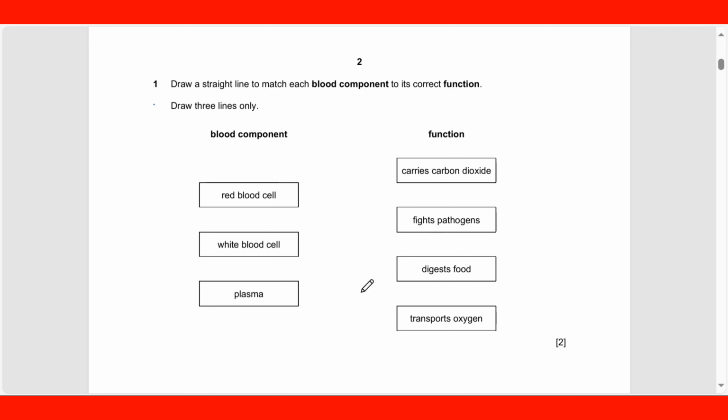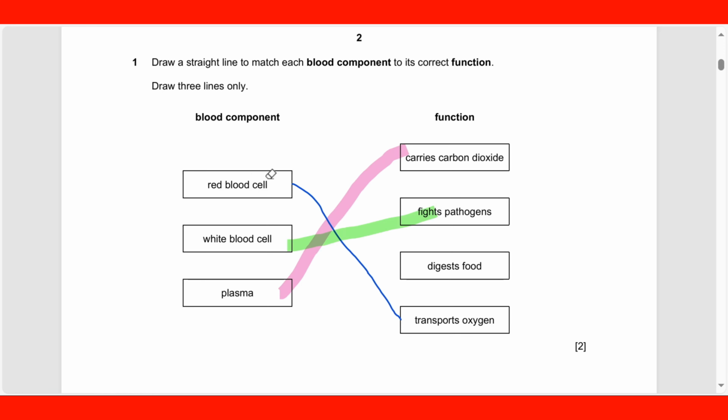Okay, if you need some more time, you may pause this video. Let's check out the answer, guys. Well, here we go. Red blood cells transport oxygen. White blood cells fight pathogens. Plasma carries carbon dioxide. Let's move on.